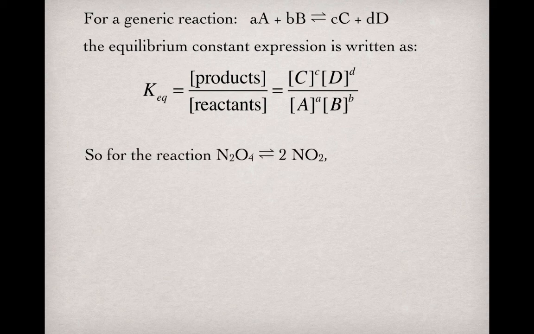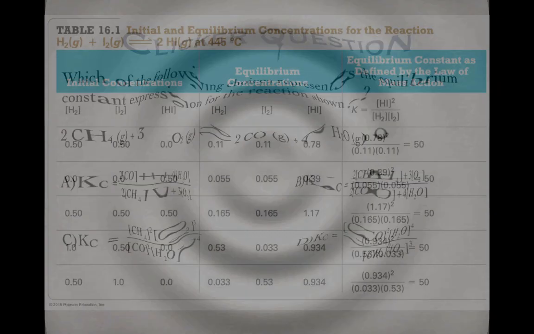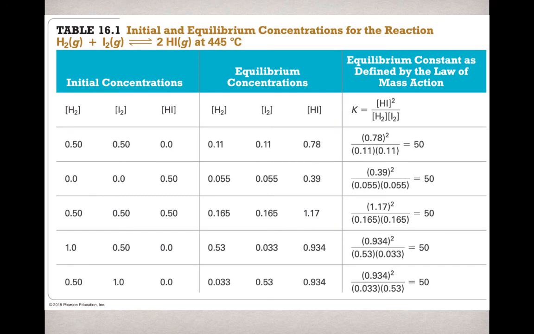Let's look at it for an actual chemical reaction here. We've got N2O4 in equilibrium with two NO2s. So products over reactants: KEQ is equal to concentration of NO2 squared over concentration of N2O4. It's just that easy. Now the equilibrium concentrations are very important. They can vary within a single reaction depending on what starting concentrations were, but the most important thing about equilibrium is that that ratio must always hold true.